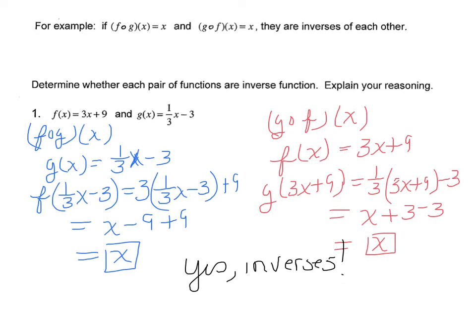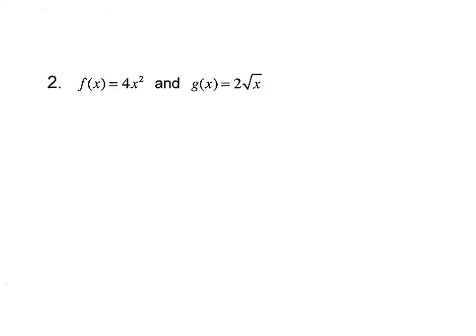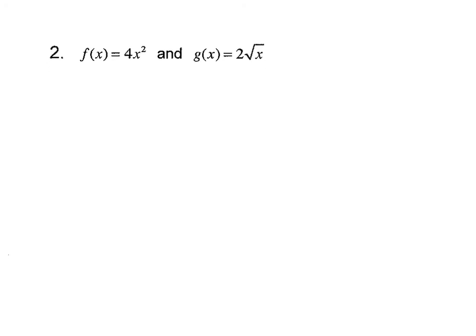All right, let's see if we can prove another pair to be inverses. For number 2, we have f of x equals 4x squared, and g of x to be 2 times the square root of x. All right, let's prove that those two functions are inverses. So we're going to need to find f of g of x, and then we're going to need to find g of f of x. So we need to find each composition. All right, let's move to the guy on the left.